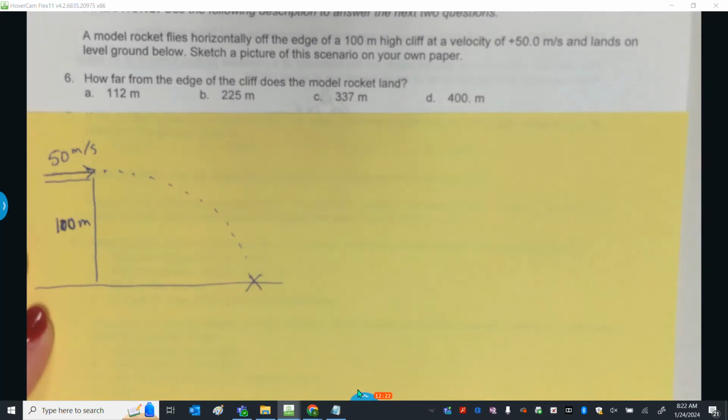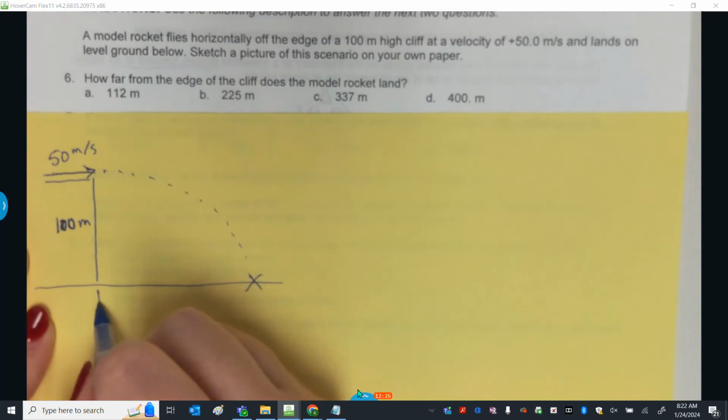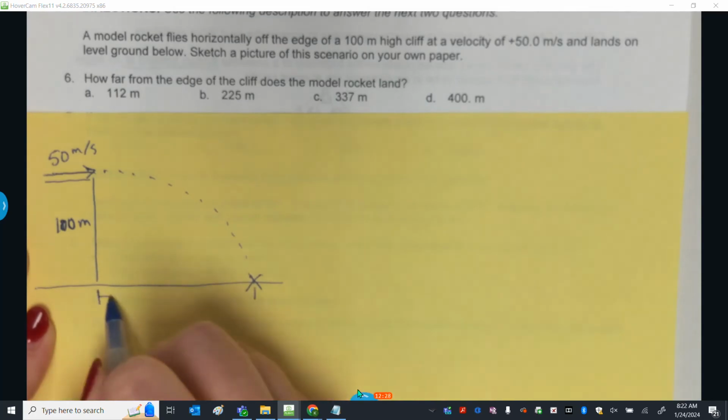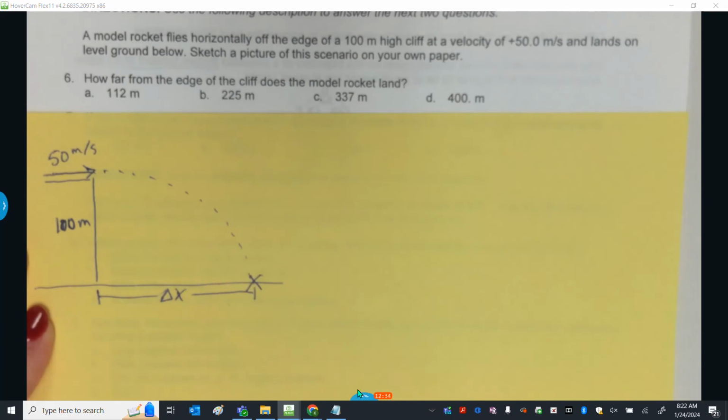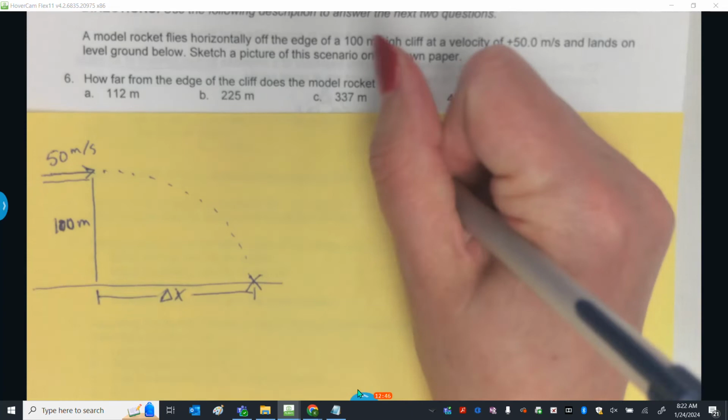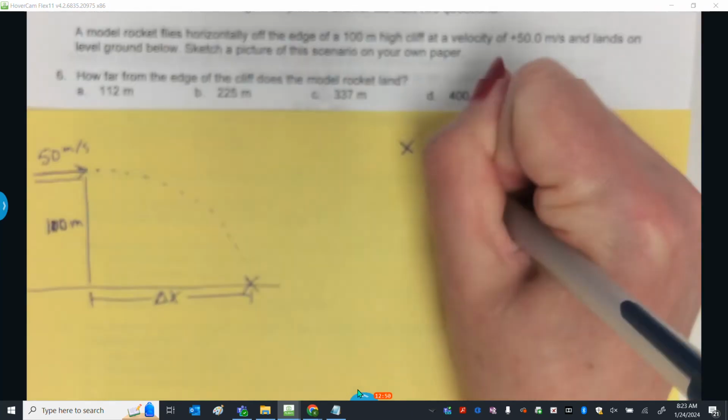And that's what the first question is asking, is how far away does it land from the edge of this cliff? So in other words, what is the horizontal range? What is delta x? That's what we're trying to find. So let's go ahead, and if we're trying to solve for this, we really need to start by labeling some information. And I do want to keep my horizontal and vertical data separate, so I'm going to make myself a little table to keep horizontal and vertical data separate.